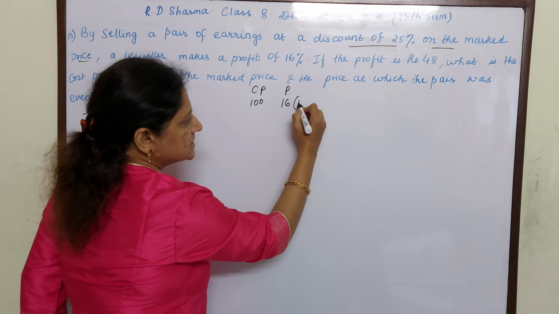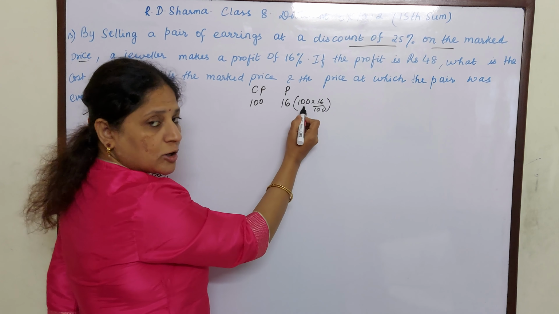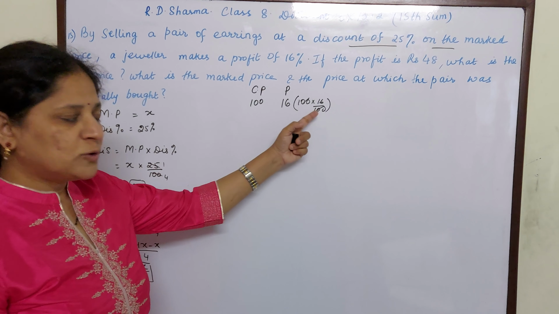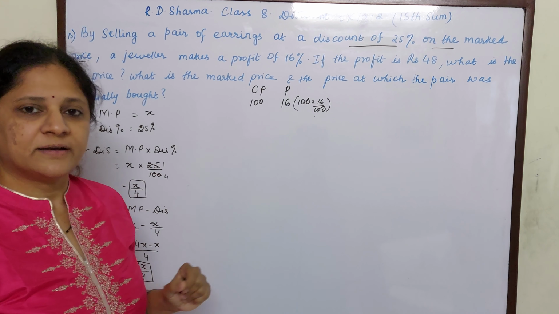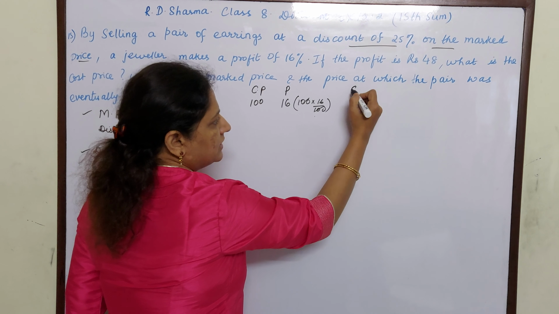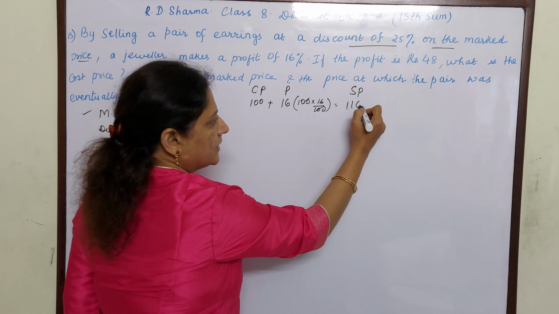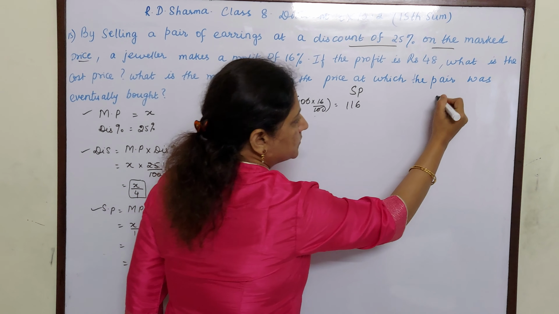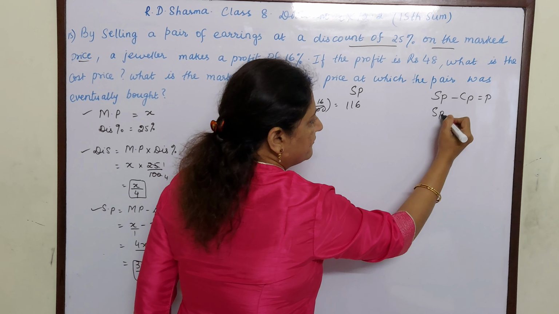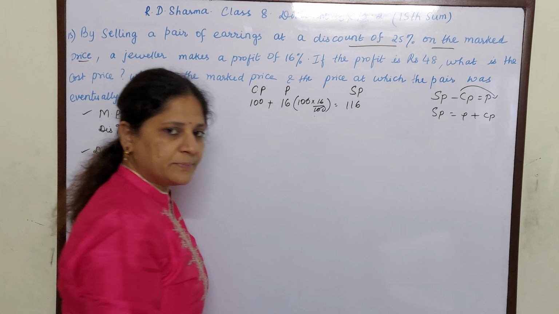And how do we get this? 100 into 16 by 100. This is cost price 100 into profit percent, so this gets cancelled. Instead of doing this calculation, you can straight away write 16. Now we have cost price and we have profit. So what will be the selling price? 100 plus 16 is equal to 116, because we use the formula selling price minus cost price is equal to profit. If you have to find selling price, the formula is P plus CP.